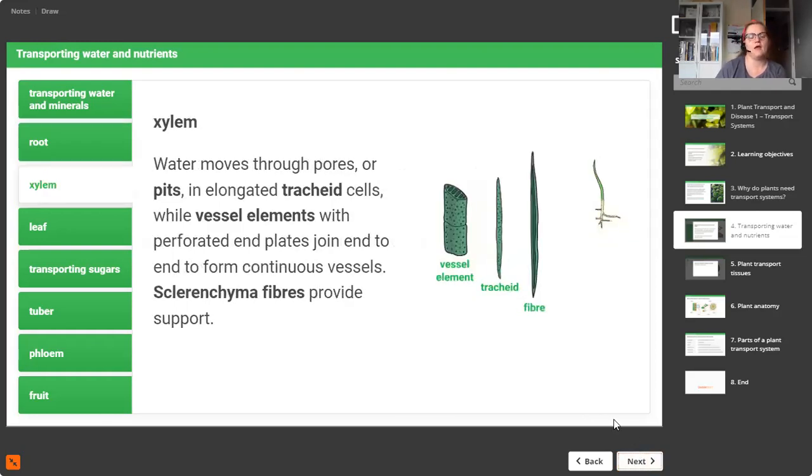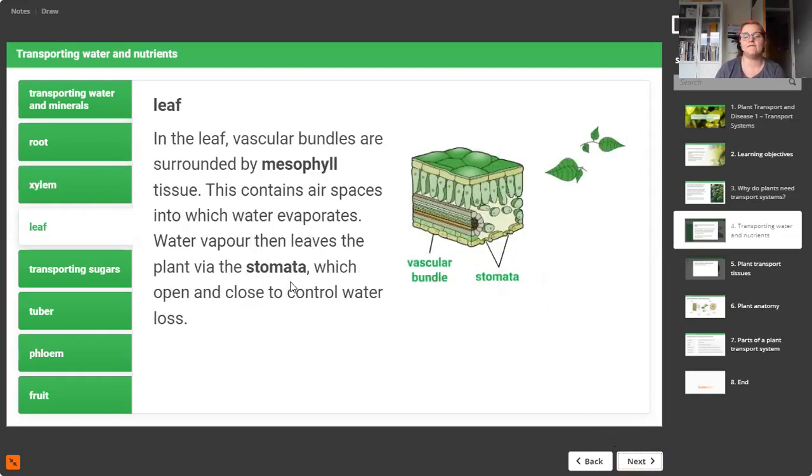So xylem allows for water to move through its pores, sometimes called pits, and in elongated tracheid cells, while vessel elements with perforated end plates join end to end to form continuous vessels, and the sclerenchyma fibers provide support. In the leaf, vascular bundles are surrounded by mesophyll tissue, and these contain airspace into which water evaporates. Water vapor then leaves the plant via the stomata, which open and close to control water loss.